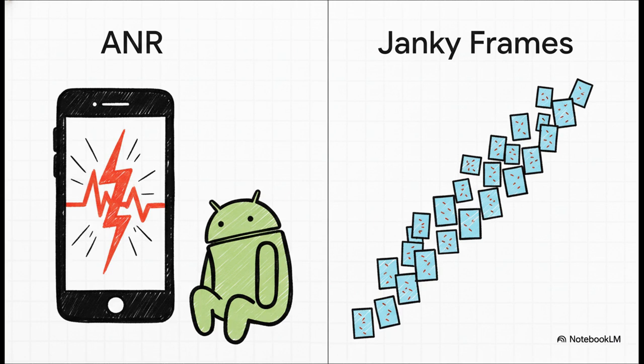Janky frames, though, those are the thousands of tiny stumbles that happen before that. You know, every single time an animation stutters or a scroll just isn't silky smooth. That's jank. It's death by 1,000 cuts, and it's what ruins the user experience long before that final crash.